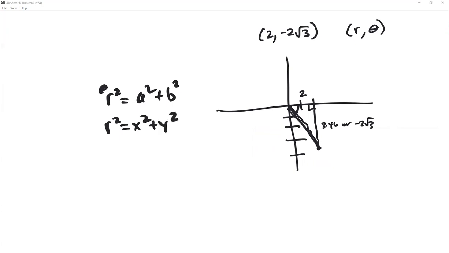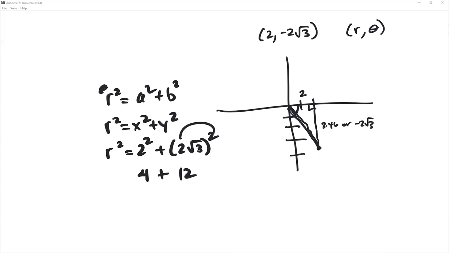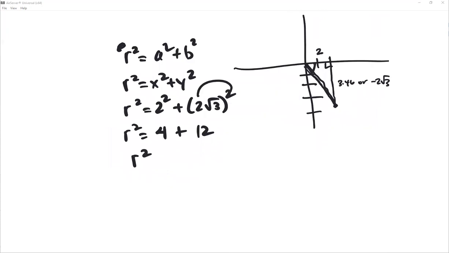R squared is equal to X squared plus Y squared. That might be easier. So X is 2, right? And then Y is 2 radical 3. You don't need a negative because when you square it, it's going to be positive anyway. So this is 4 plus 12, right? Because 4 times 3 is 12. R squared. What's the next step? R squared is equal to what? 16. Good. So you take the square root of both sides. So R is equal to 4.